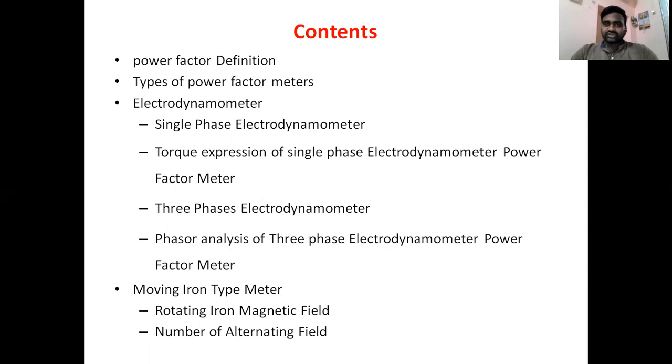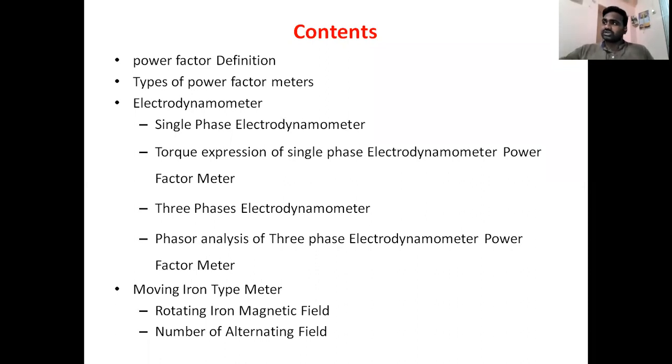So in today's class, we will discuss the inception and basic aspects related to power factor, the classification of power factor meters, and individual construction and theoretical analysis. In the coming classes, we will discuss the mathematical analysis. Next in our classes, we will discuss moving iron type and then mathematical analysis. So this is a continuous discussion. Just be regular to these classes so that the concept will be clear.